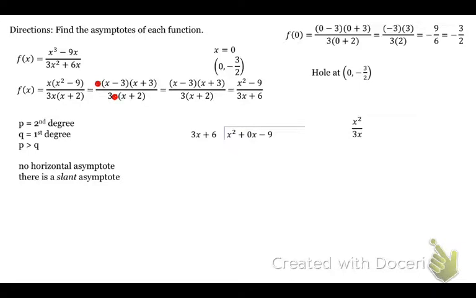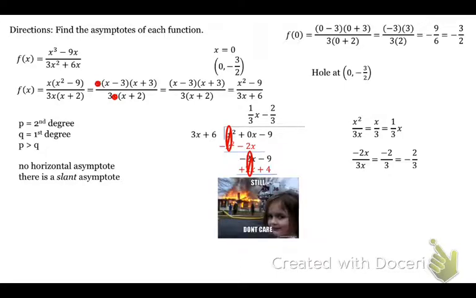Then we divide, so x squared divided by 3x is x over 3, or 1/3 x. Then we multiply, so 1/3 times 3x is x squared. 1/3 x times 6 is 2x. Change signs. Those cancel. I'm left with negative 2x minus 9. Divide negative 2x by 3x, and you get negative 2/3. Negative 2/3 times 3x is negative 2x. Negative 2/3 times 6 is negative 4. They cancel. I'm left with negative 5, but I don't care about the remainder.